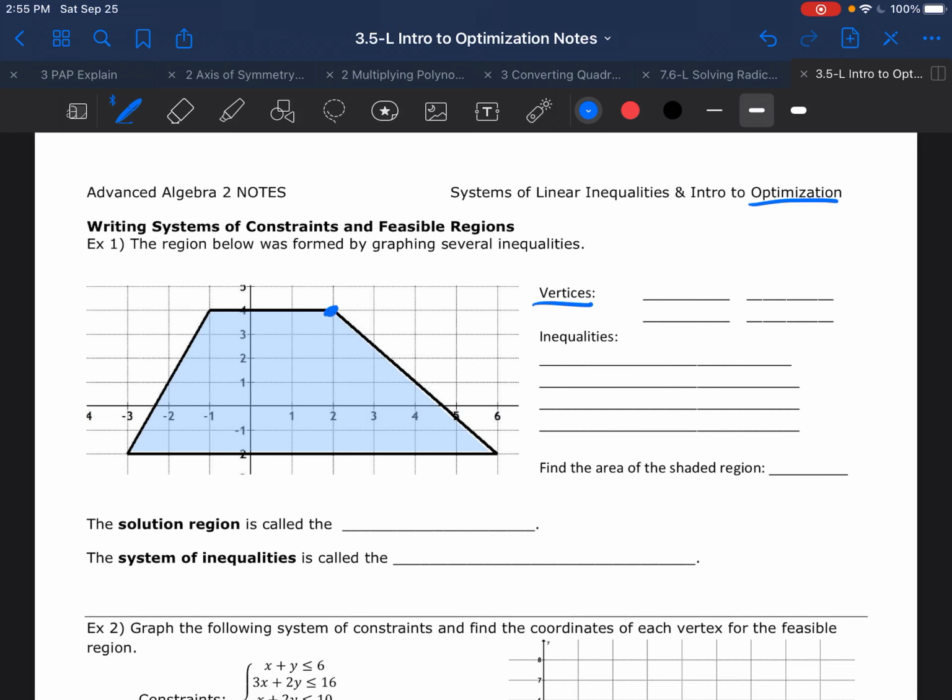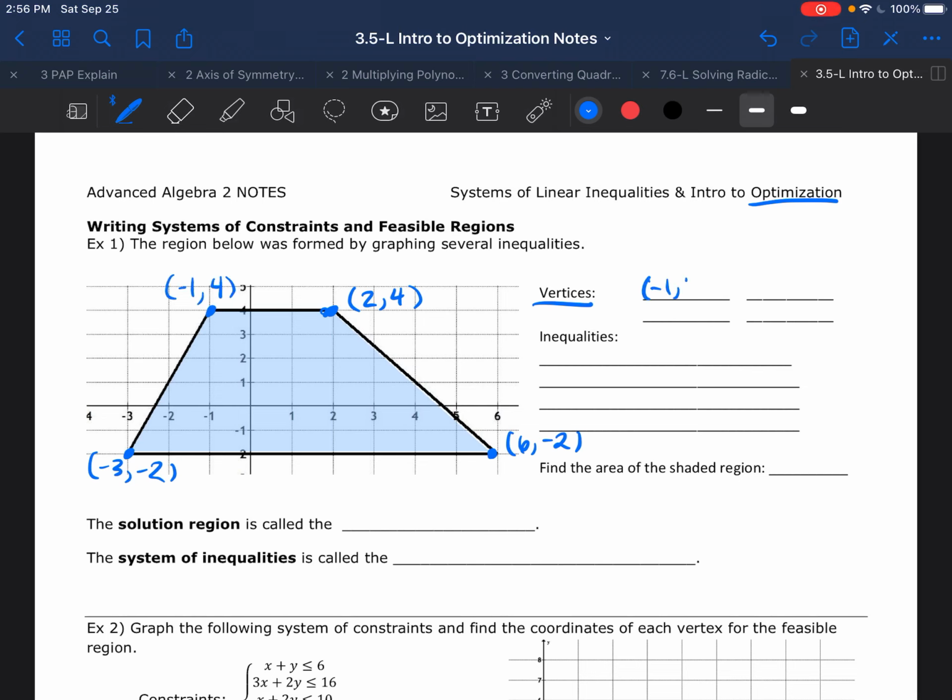This is a vertex, this is a vertex, this is a vertex, this is a vertex. In geometry, you learn that they're the corners of your region. This is a quadrilateral, it's a trapezoid. The vertices: this vertex would be (2, 4). This vertex would be (6, -2). Here we have (-3, -2). Here we have (-1, 4).